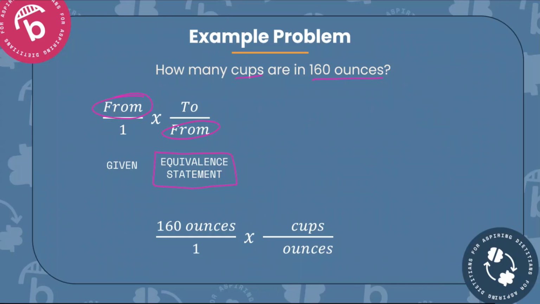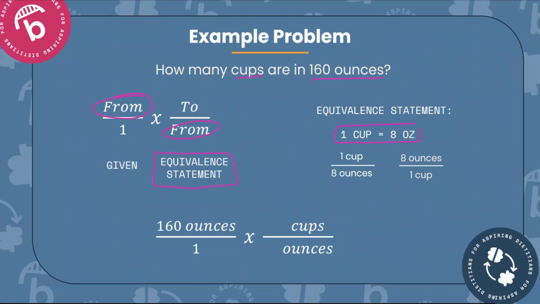And this is another one that you should absolutely know for the RD exam. The equivalence statement between cups and ounces is that in every 1 cup, there are 8 ounces. And since this is equal to each other, we can write 2 fractions out of it. We can say 1 cup is 8 ounces, or 8 ounces is a cup, because remember, 8 ounces is a cup. So we're basically writing 1 cup over 1 cup.